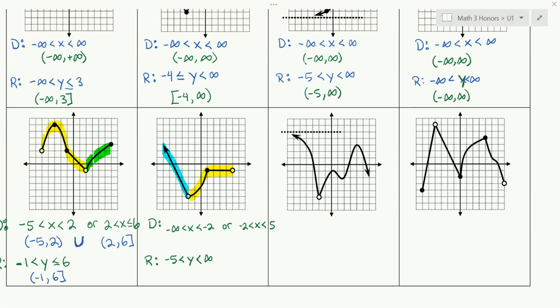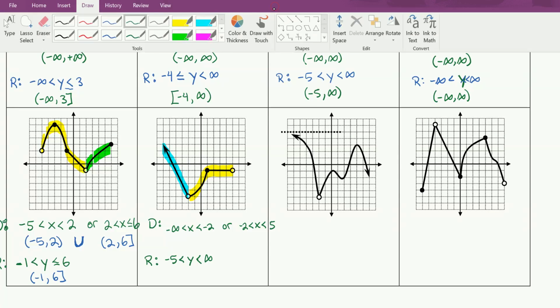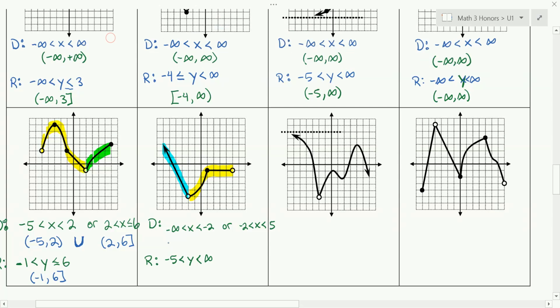Okay. So filling in the interval notation, -infinity, comma -2, union, -2, comma 5. All parentheses, and range -5, comma infinity.